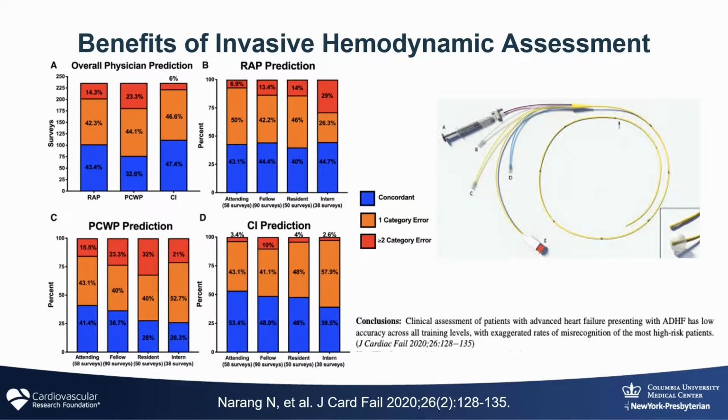We know that if you compare Swan assessments of volume optimization and other things like cardiac index to clinical judgment, we actually do pretty poorly. And so this is a slide I borrowed from Rashad showing that there's a very poor correlation with your clinical assessment and what you get with a Swan, which is why the Swan can really help you.